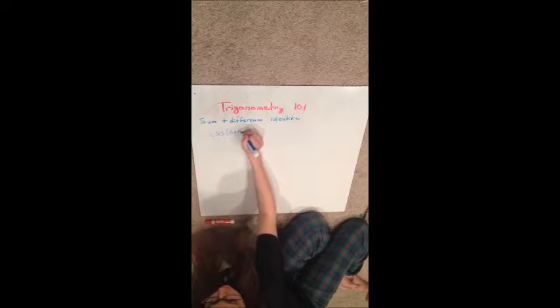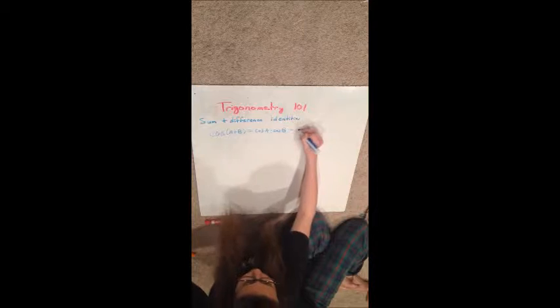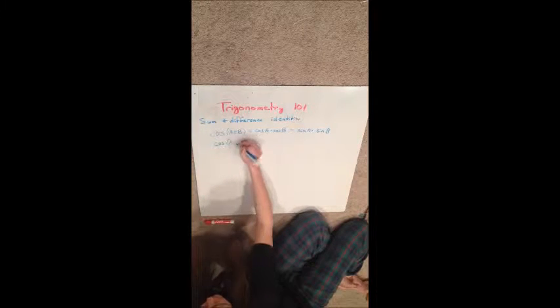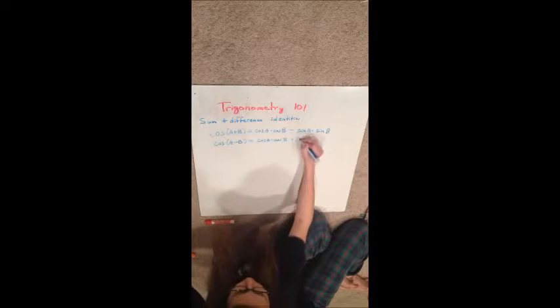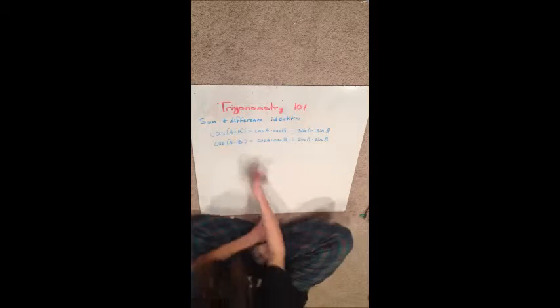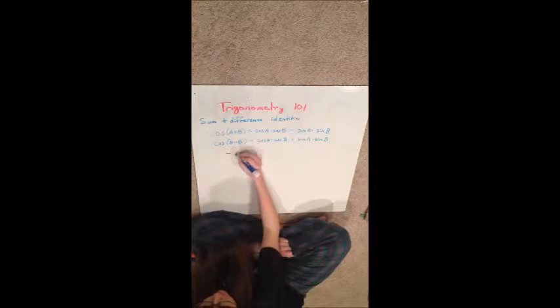Next is the sum and difference identity of cosine. Cosine A plus B equals cosine A times cosine B minus sine of A sine of B, and cosine A minus B equals cosine A times cosine B plus sine of A sine of B.